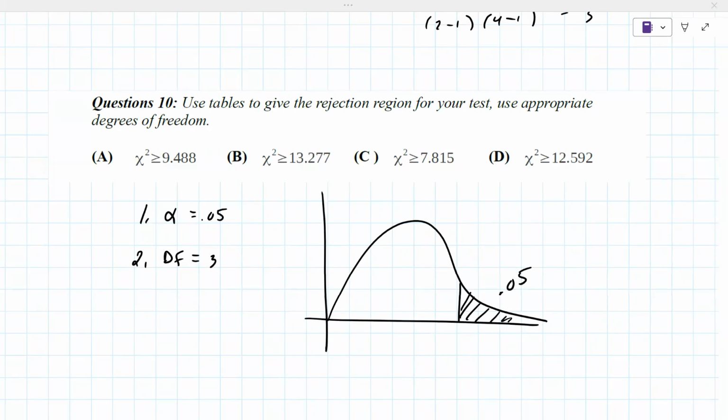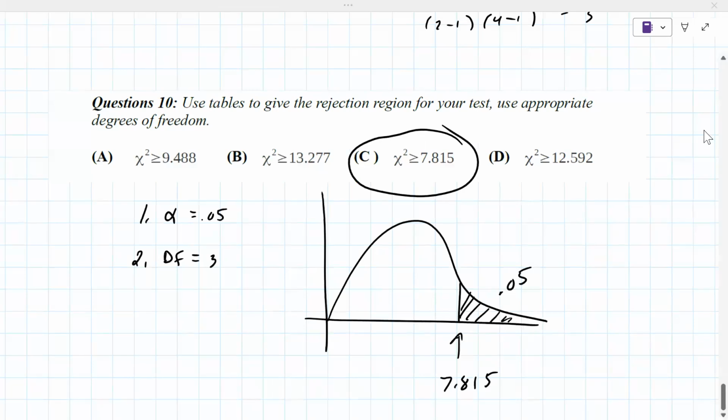And you said you'll have a table. Yes. All right. Even if you don't do it with me today, you definitely want to get familiar with how to do that. So it ends up being 7.815, that one there. Okay.